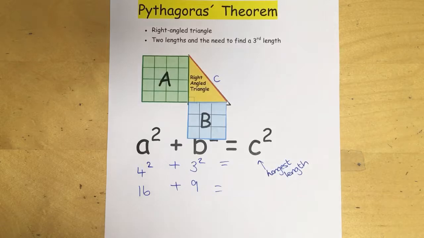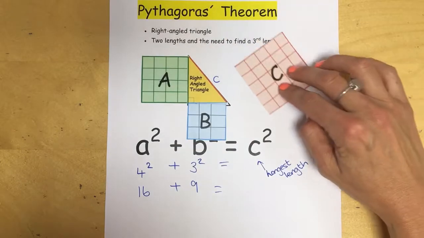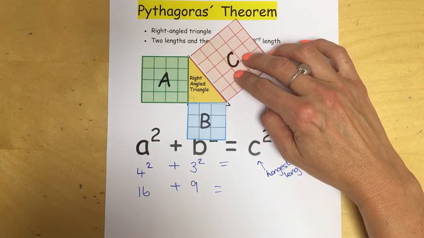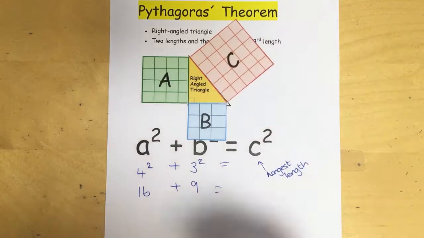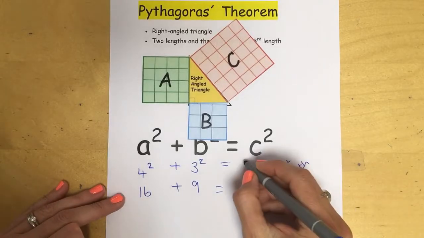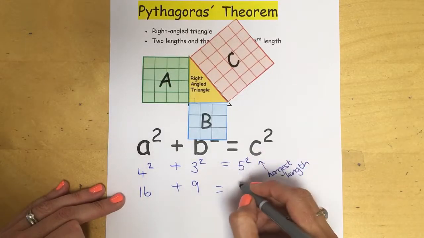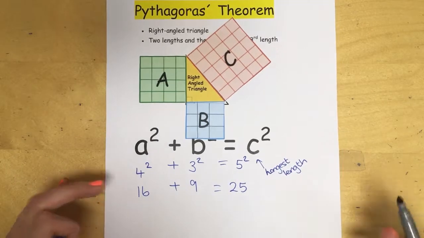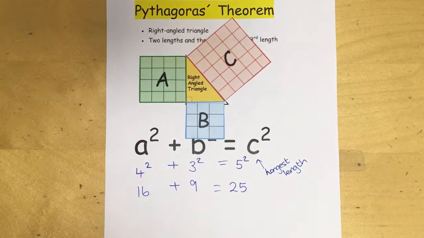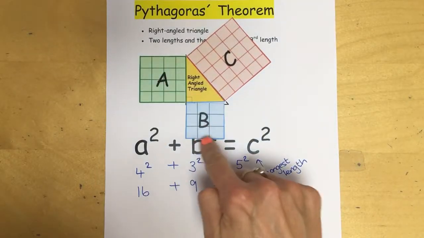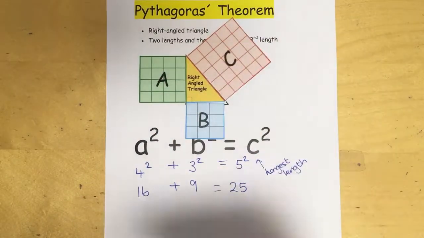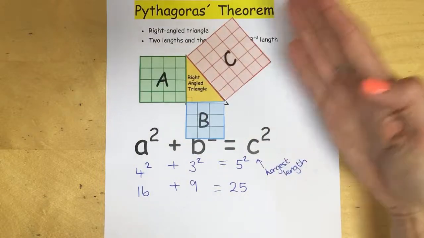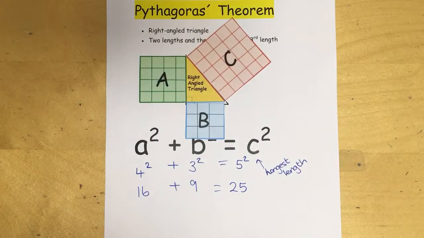And that equals my c squared, which in this case is a 5 by 5 square, because 16 plus 9 is 25, and that proves that it works. So if you added up all the little squares in there, you would get all the squares in the square that is formed from the longest length. So that's how Pythagoras works.